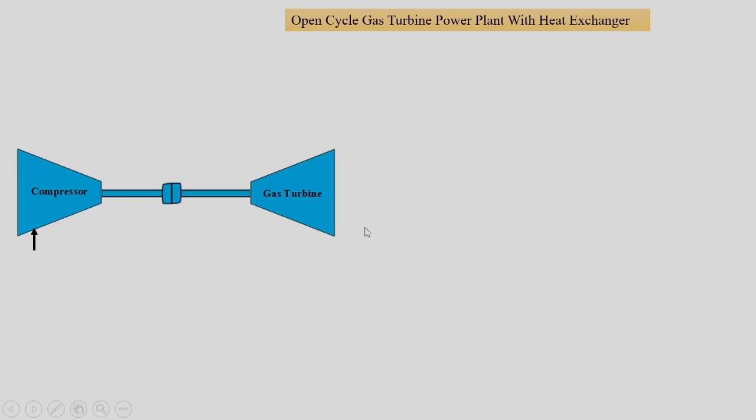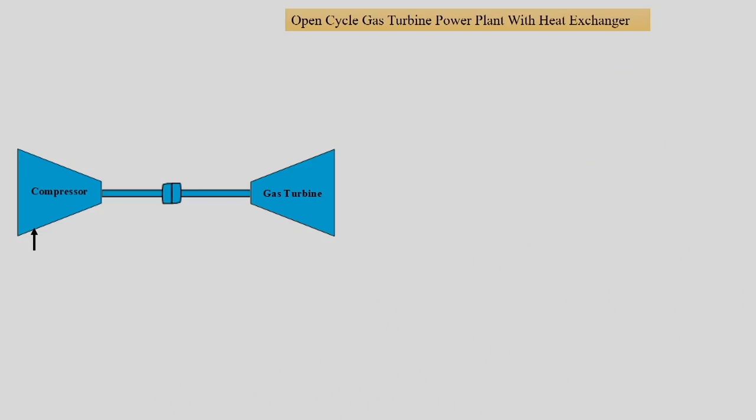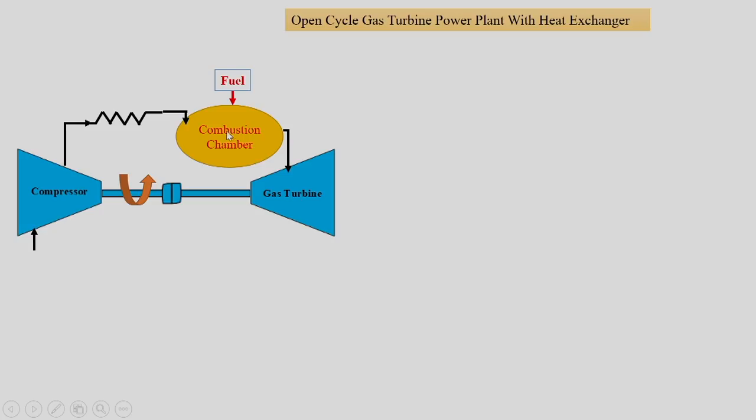We have now come to a point where we want to increase the efficiency. One way, as we have said, is to increase the efficiency by increasing the pressure ratio of the cycle. But there is one more way by which we can increase the efficiency of the cycle, by introducing a heat exchanger. This concept is there in steam power plants also. We will see how it is executed here. The compressor will get the air at the intake, and that is connected to the combustion chamber where fuel burns.